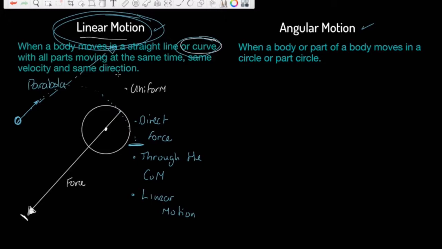Now, something different happens if we take the same object. Let's make our circle again, somewhere over here. I haven't quite made it exactly the same, but you get the idea.